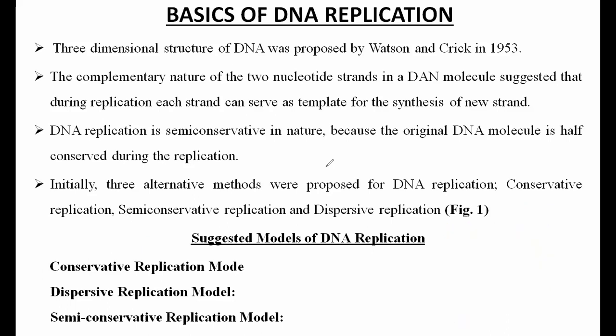Okay. Now, what I am telling is what I have written here. As you know, the complementary nature of two nucleotide strands in DNA. What does complementary nature mean? This is one DNA strand, this is the second DNA strand. A always joins with T. G always joins with C. Right? This is complementary nature. These are the complementary base pairs.